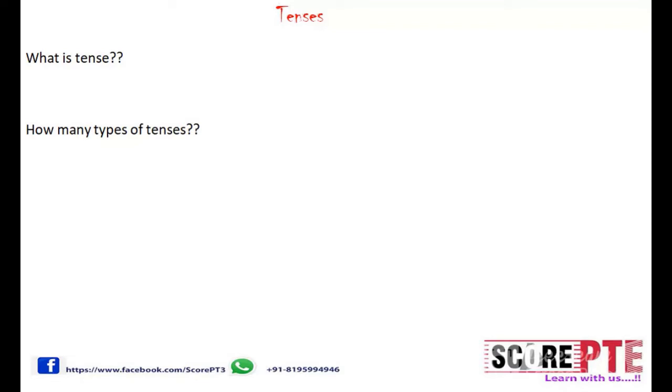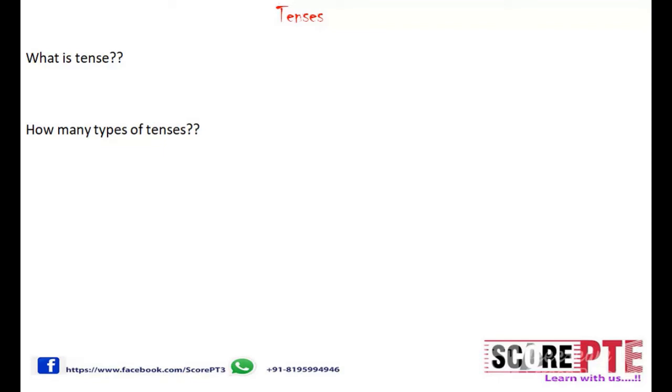So today's task is tenses. As we have started our reading section, tenses is a very important task in our reading section. Tenses play a major role in our fill in the blanks, reorder paragraphs and reading and writing fill in the blanks. So what is tenses? Do you know that?